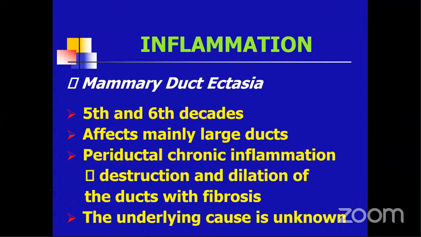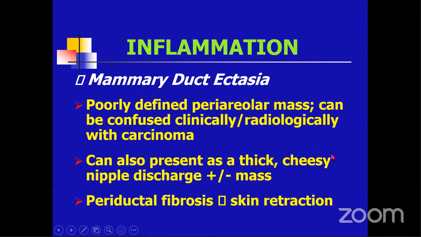Okay. Another inflammation would be your mammary duct ectasia. So your mammary duct ectasia would be common from your 5th and 6th decade of life, would affect your large ducts, and would be a symbol of chronic inflammation. Although your underlying cause is unknown. So this could be a poorly defined periareolar mass and could be confused clinically and even radiologically with carcinoma.